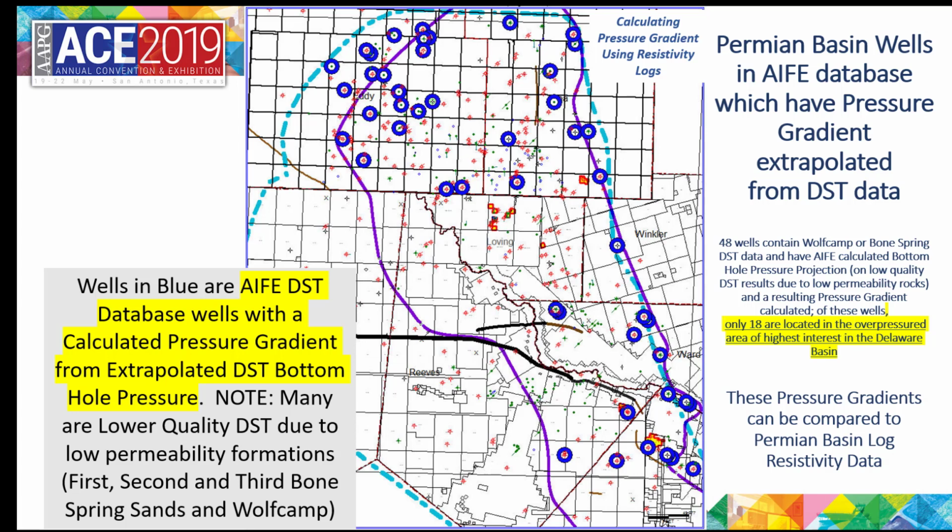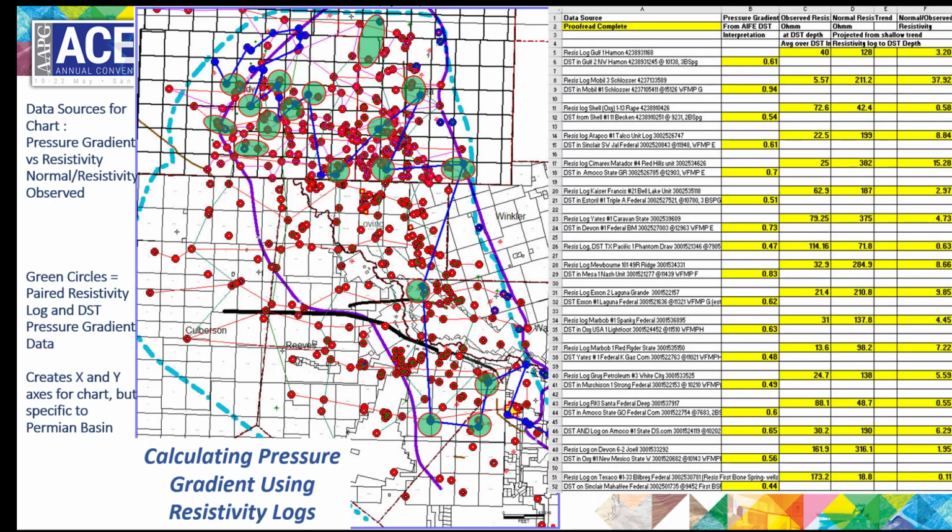Only 18 wells are located in the overpressured area of highest interest in the Delaware Basin. But these pressure gradients can be compared to Permian Basin log resistivity data. So y'all see what I'm trying to do here. I'm trying to create that Gulf Coast chart, and I'm trying to do it in the Delaware Basin.